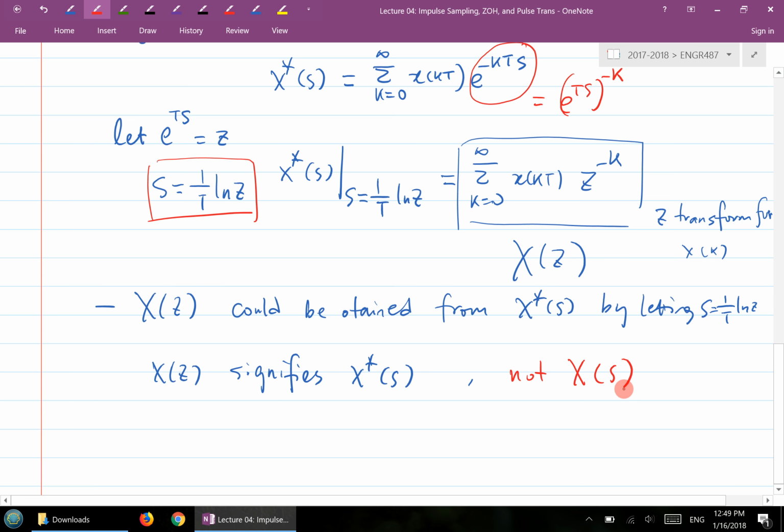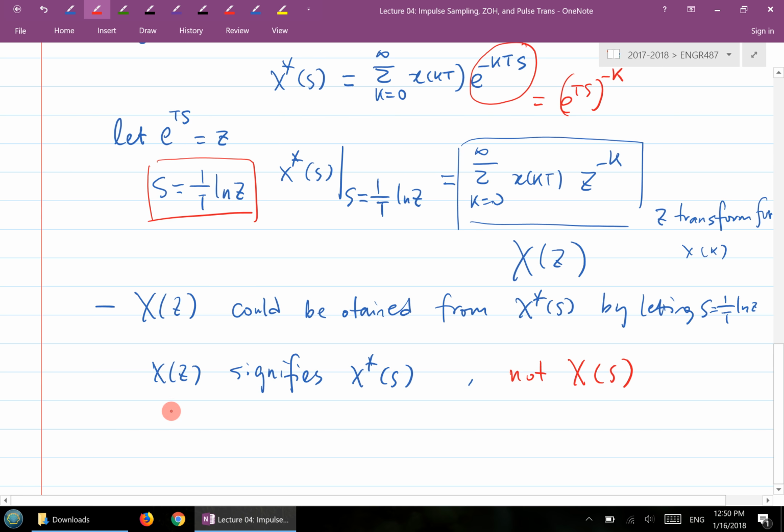Is that clear? Because there is a pitfall here, and I remember when I was learning it, the teacher says, oh, s equal to 1 over T ln z, beautiful. So next time I just substitute s with that to get x of z, but that's wrong, right? That's a pitfall here. You only do the substitution for the x star of s, not x of s, because this is a pair.